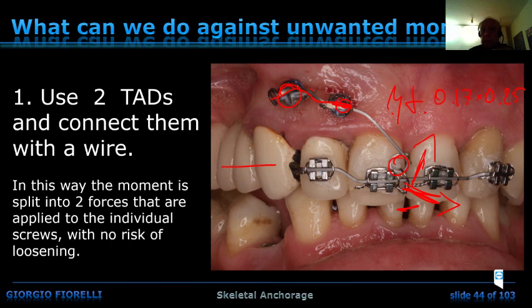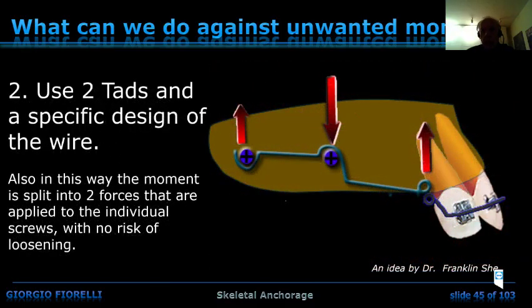And you can do anything because we have two TADs. If you have two TADs, usually it's a good idea to engage the wire in the two slots if you have a bracket head. But even if you don't have a bracket head for some reason, I have my very good friend Franklin Shea from Hong Kong. He is an amazing orthodontist. He was my student, but he's really great, and he knows a lot of biomechanics. He's a great guy.